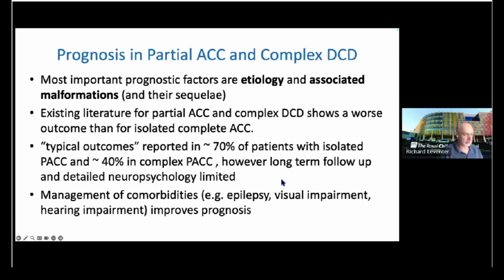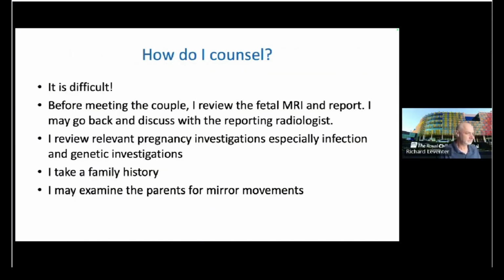Typical outcomes are reported in about 70% of patients, which is similar to isolated ACC. Now, that's for isolated partial agenesis, but goes down to about 40% in complex partial agenesis, but still the literature is not perfect for those patients. Management of the comorbidities such as epilepsy, visual impairment, hearing impairment, assistance with learning will improve the prognosis.